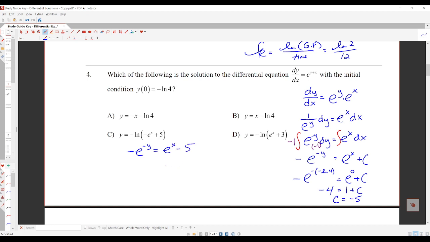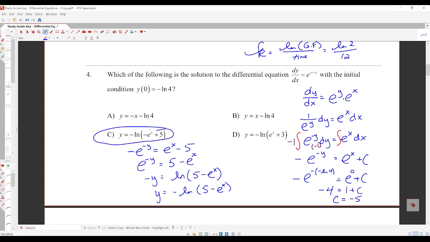Go ahead and multiply through by -1. That has the effect of swapping the order of these. It's going to make the e to the x negative and the 5 positive. Now we're going to take the ln of both sides, and then we negate it. So y is equal to the negative ln of 5 minus e to the x, or leaving the e to the x as negative and putting the plus 5 after would give us answer C.